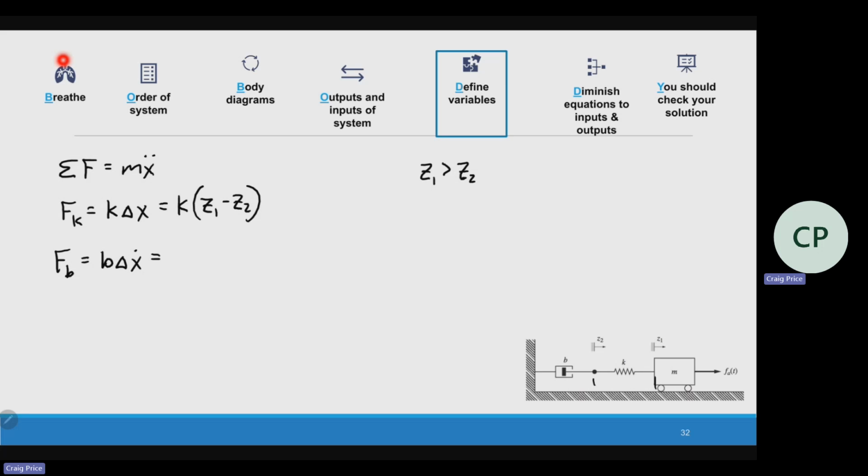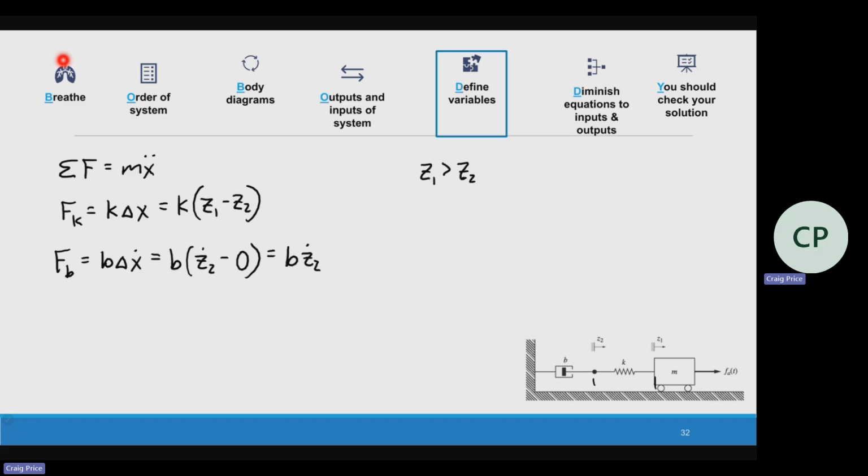For the damper, it's tied to a wall. The only motion it sees is Z2. So we could write it as B Z2 dot minus 0. That's the wall. So it's just B Z2 dot. So these are the only definitions we need to solve this.